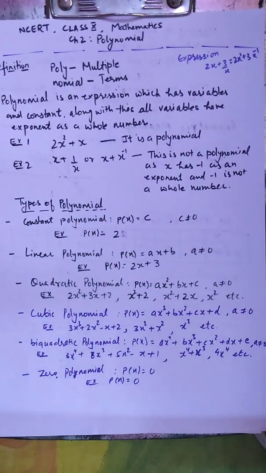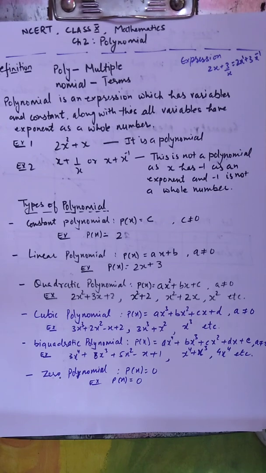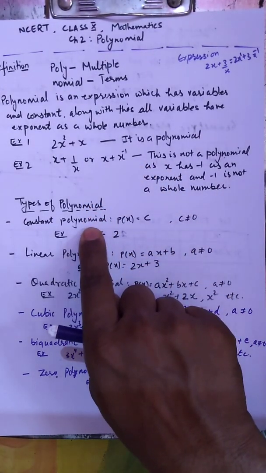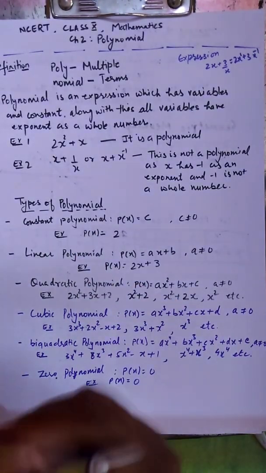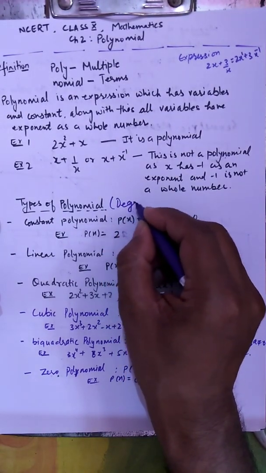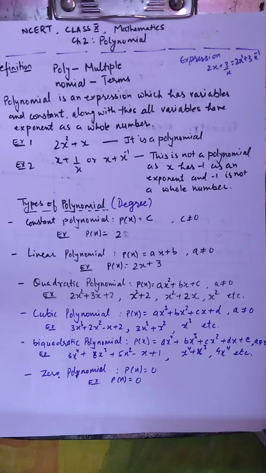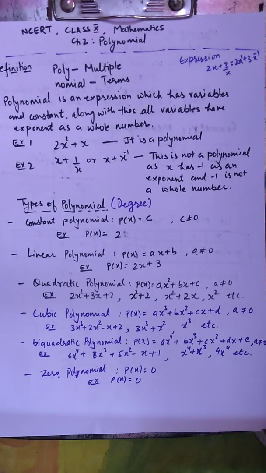Now come to the types of polynomials. Polynomials are actually defined in two ways. First, on the basis of the number of terms, which you have done in class 9th. Monomial means there is only one term. Binomial means there are two terms. Trinomial means there are three terms. And if there are more than three terms, we can simply say a polynomial with 4 terms, polynomial with 5 terms, etc. Now we are classifying on the basis of the highest exponent of x, or types of polynomial you can say on the basis of degree. Degree means the highest power that the variable has in an expression.